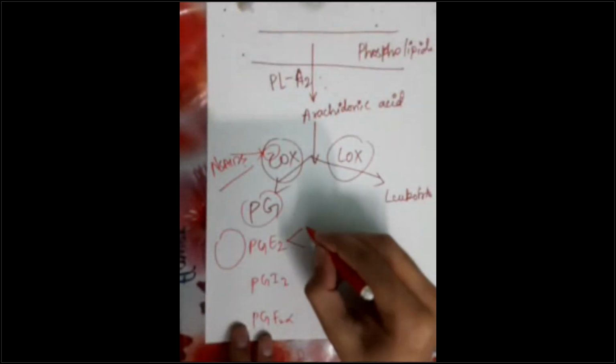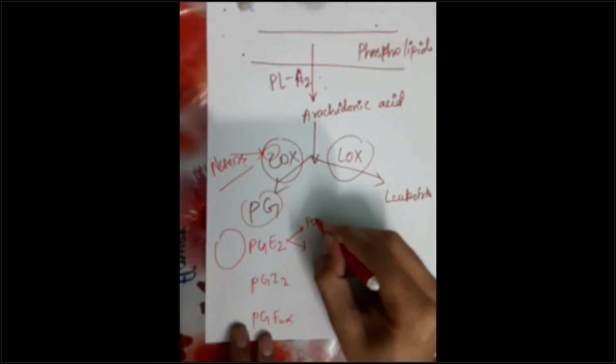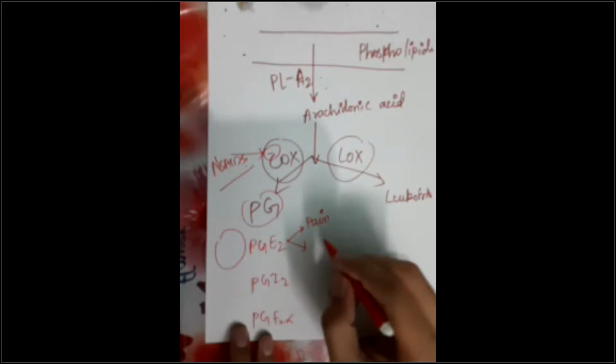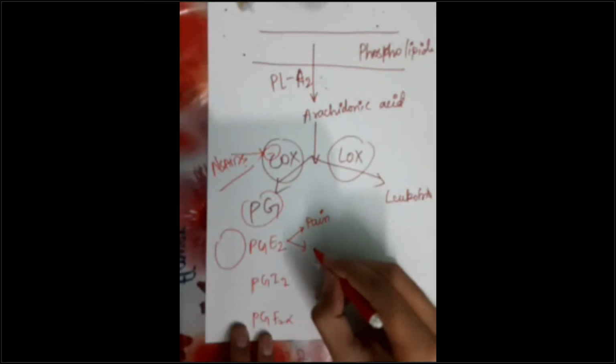Now, what are the prostaglandins? Three prostaglandins you remember: PGE2, PGI2, and PGF2 alpha. What will PGE2 do? They are classified based on the site where they are present. If they are present in the tissues, they will cause pain. And if they are present in the GIT, what did I tell they will do?